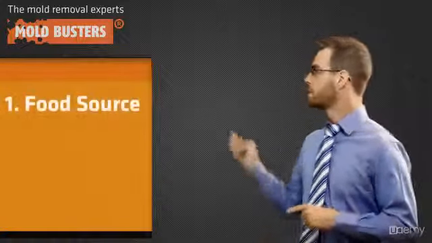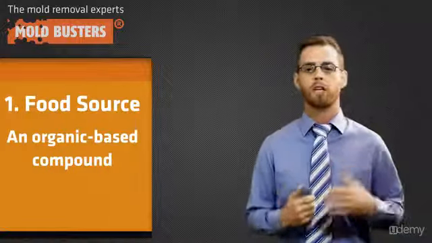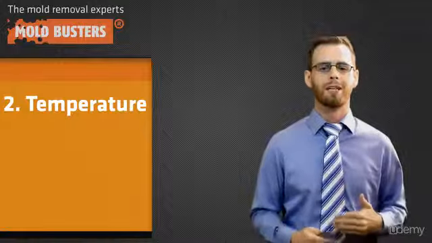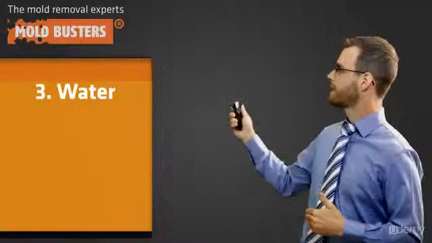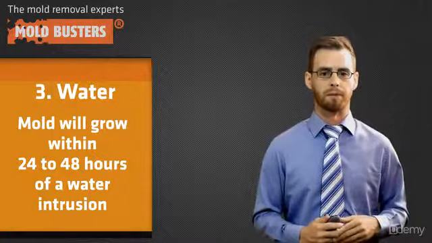There are three main requirements for mold in order to grow. The first is a food source, an organic compound-based material such as wood, drywall, and fabric. The second is temperature. Now, different species grow in different temperatures ranging from about 2 to 40 degrees Celsius. And last but not least, water. Moisture is present no matter where mold is. Mold will grow within 24 to 48 hours of a water intrusion.